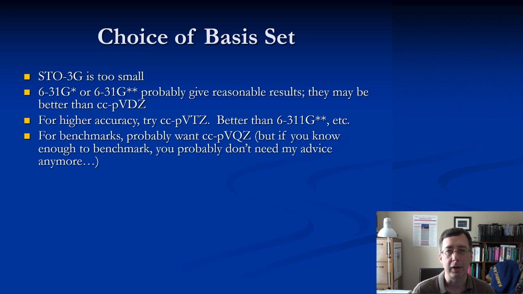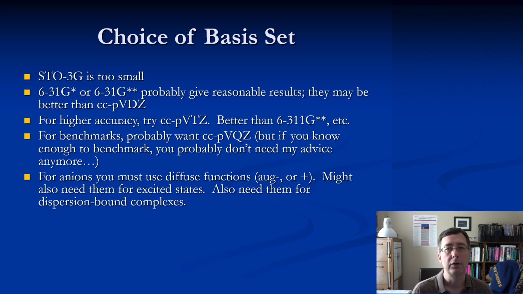Really, the Dunning cc-pVTZ is a superior basis set in the triple zeta range. If you want to do benchmark calculations, then you're going to want to go to a quadruple zeta basis set, or even more, depending on what you're doing. But that requires an extra level of expertise if you're talking about benchmarking computations.